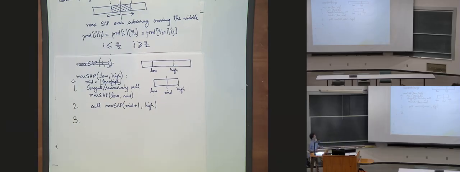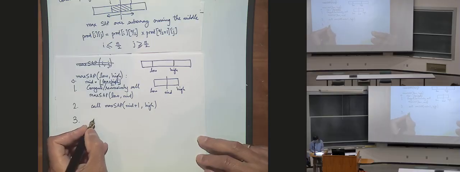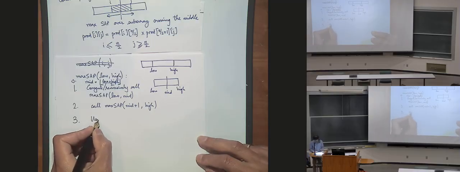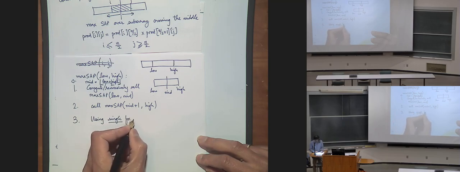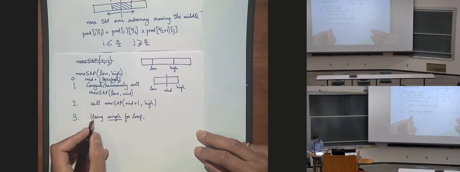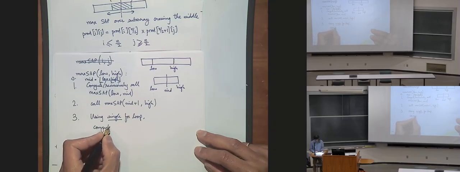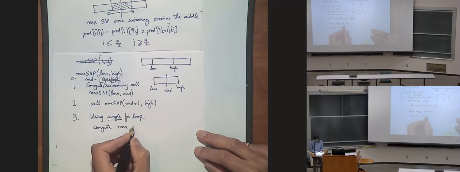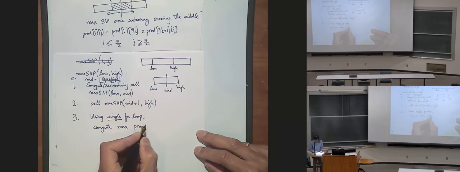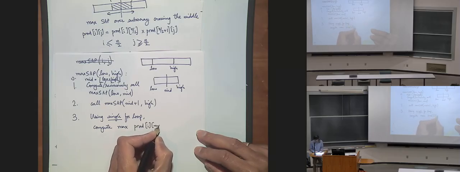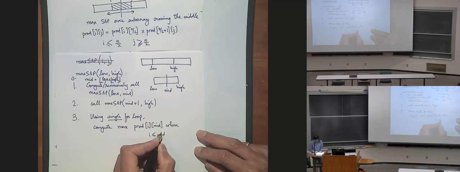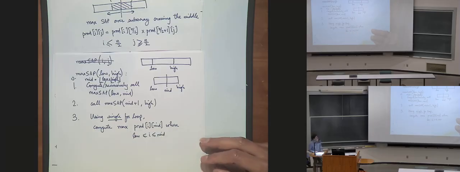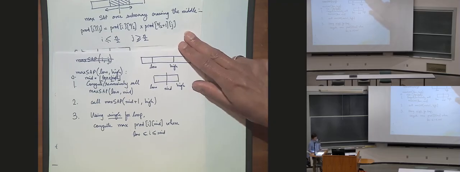Okay, now, right, so these are the two recursive calls that I've made. Then the next thing that I do is I say, using a single for loop, compute max of product i to mid, where i is in low to mid. Okay?